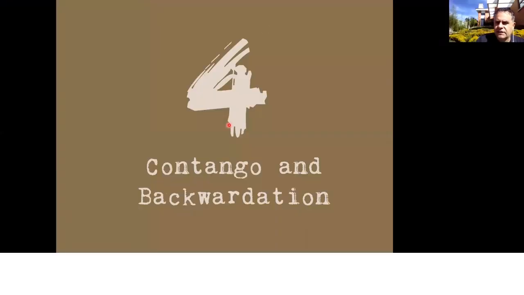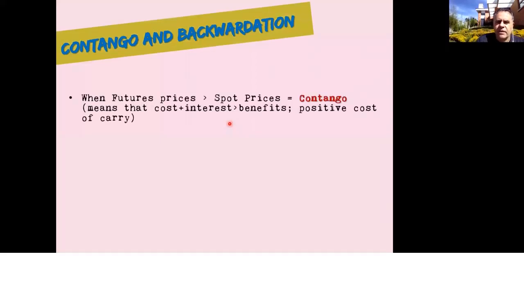Finally, let's take a look at contango and backwardation. In the case of contango, the future prices are higher than the spot prices because the cost of storage and the interest costs are going to be higher than the benefits of holding the underlying. So that will make the future prices actually higher than the spot prices.